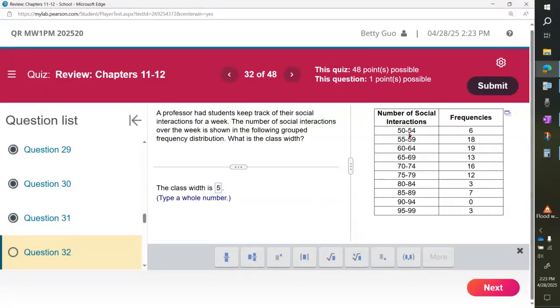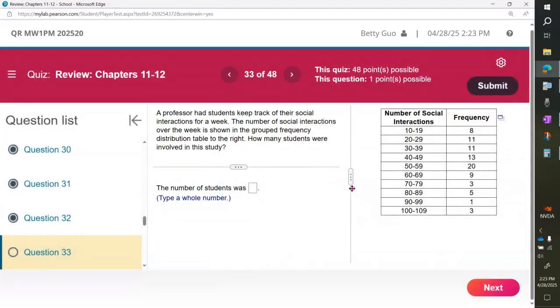So the class width is 5. A common mistake is to go horizontally, 50 to 54, which is 4. But that is the range of the class. It's not the class width. Class width is between classes. You're going to have to use at least 2 classes. So very important, do not mess this up. It's supposed to be a simple problem. Do not miss this one.